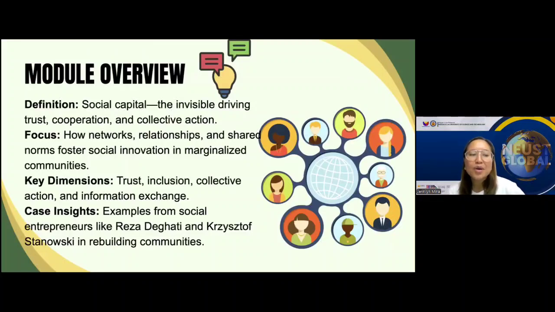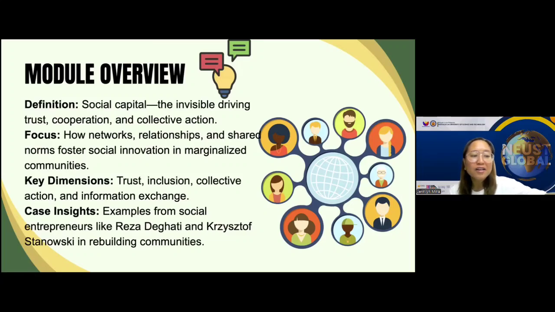Social capital helps social entrepreneurs connect people, build partnerships, and create positive change, especially in places where resources are limited. We will also learn from examples like Reza Deghati and Krzysztof Stanowski, who used social networks and trust to rebuild communities affected by conflict and hardship. Their stories show how real change doesn't always start with money or technology. It often begins with people helping and believing in each other.